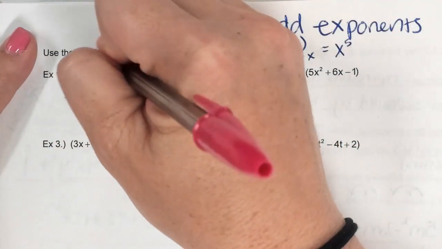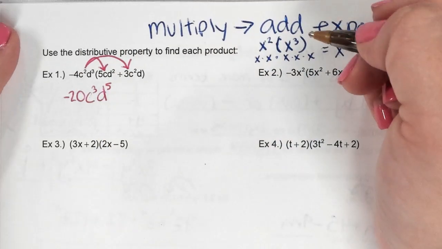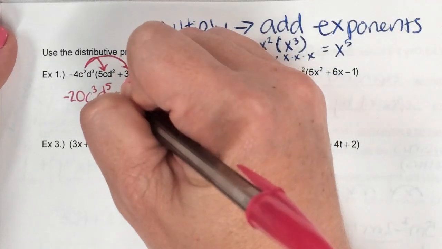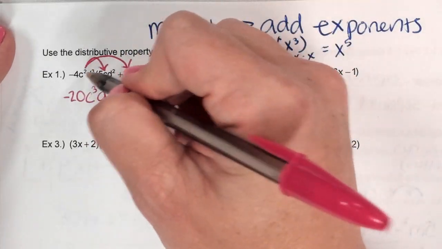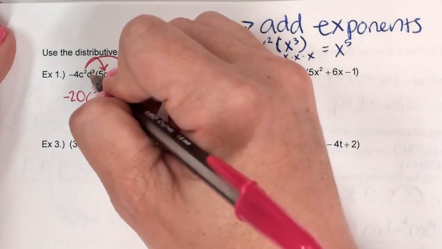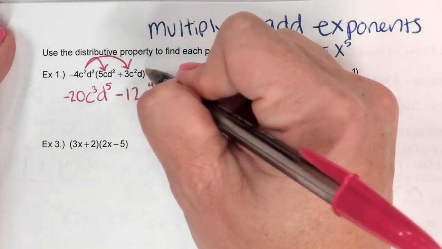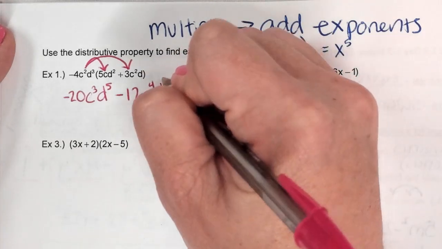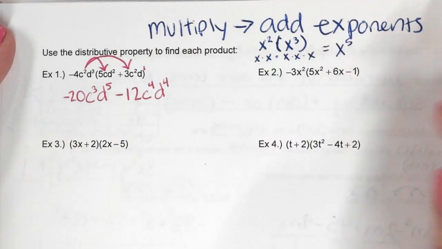Okay, now do the next piece. What's negative 4 times 3? Okay, 2 plus 2? And then 3 plus how many? 4. It's going to be 4 because there's 1 when there's nothing.